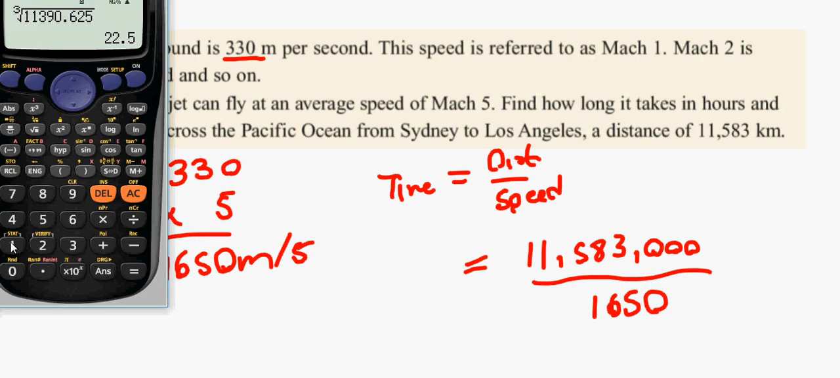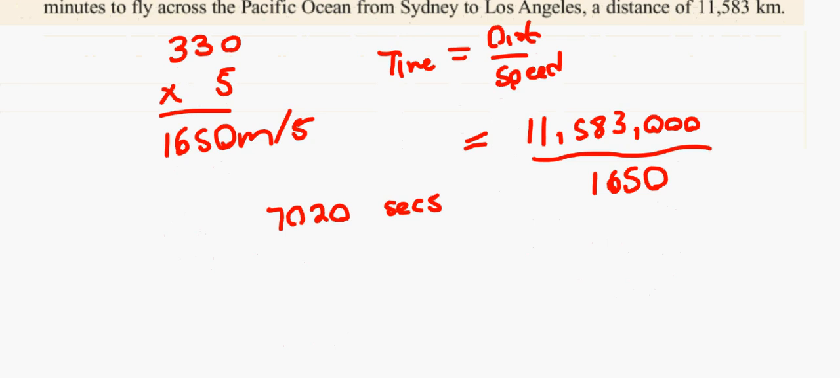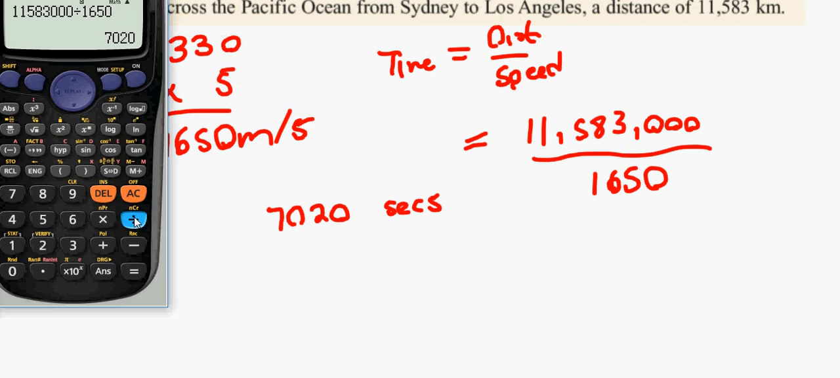So 11,583,000 divided by 1,650. So we cover 1,650 meters every second. We have to go 11,583,000. This equates to 7,020 seconds. Now, the problem for me is that it doesn't want that in what, guys? It wants it in minutes and hours. So here's what I'm going to do. Divide by 60 turns it into minutes. 117 minutes. So that's 1 hour and 57 minutes.